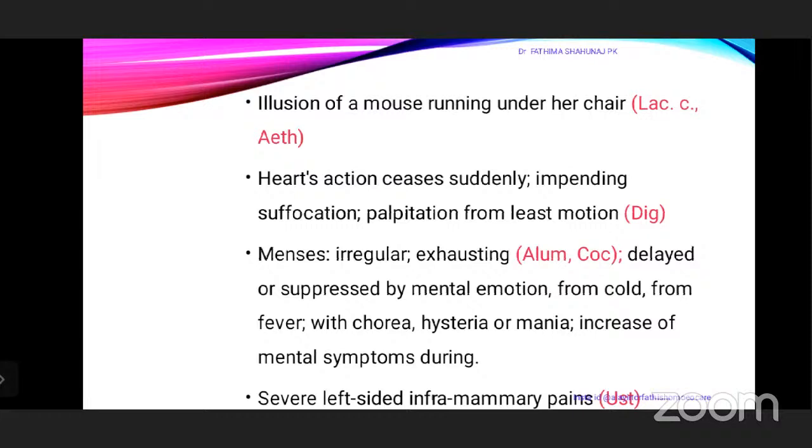And on seeing the menses, again, the menses is delayed or suppressed by mental emotion or from cold or from fever, with chorea, hysteria or mania, and increase of mental symptoms. In Actea racemosa, all the symptoms mainly occur during the menses. And in Alumina and Cocculus, it's mainly after the menses.